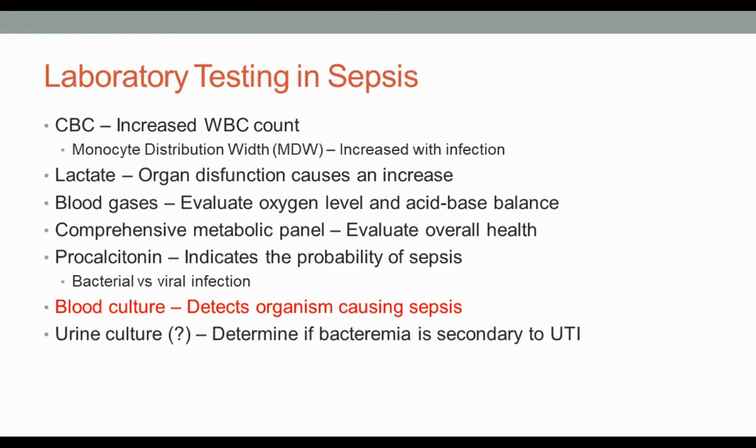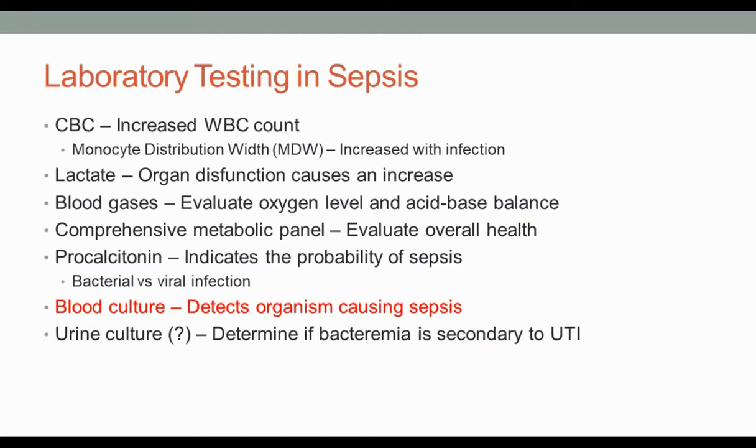So what is the laboratory's role in diagnosing and treating sepsis? Along with the clinical symptoms, there are a number of lab tests that can be used to help diagnose sepsis. An increased white blood cell count is an indicator of infection, as is an increased monocyte distribution width. An increase in the lactic acid level is indicative of organ dysfunction found in severe sepsis and septic shock. A blood gas can be used to evaluate the acid-base changes found in sepsis, while procalcitonin helps differentiate bacterial from viral infections, and it is increased during sepsis.